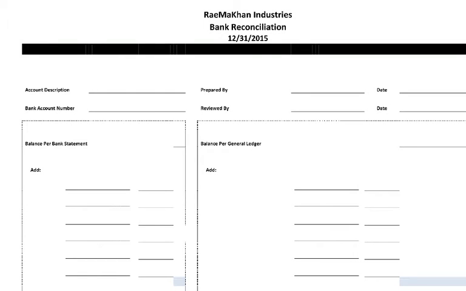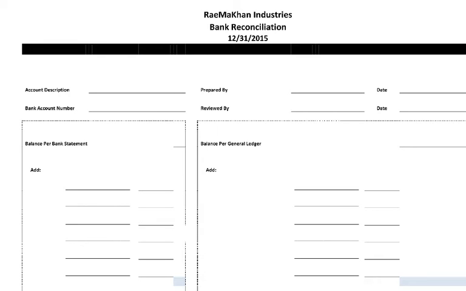Hello, everybody. This recording is to go over bank reconciliation. We're going to use the example of a company, Ramakan Industries, and we're going to do a December 31st bank reconciliation for them. So the question says it is the end of the fiscal year and Ramakan Industries needs to reconcile its company books. Use the following events to complete the worksheet below.